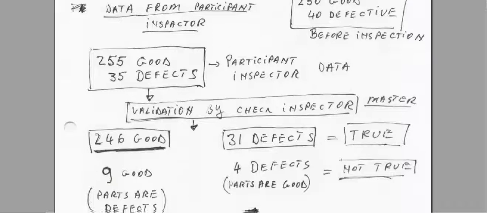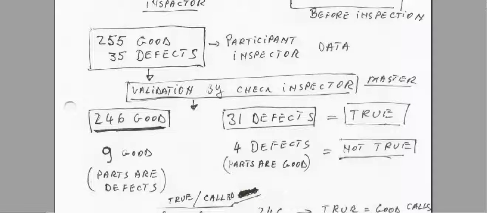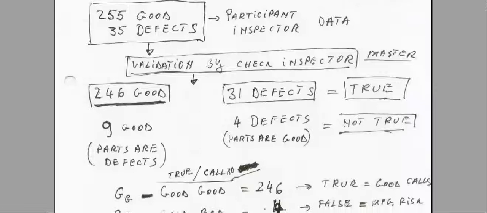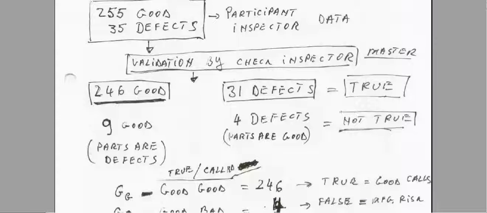However, there are 9 good parts that were in fact defective parts according to the check inspector, and 4 additional parts which were labeled as defective, but they were in fact good parts. So this is not true, right? So we have 9 good parts that were in fact defective, and 4 defective parts labeled as good parts.